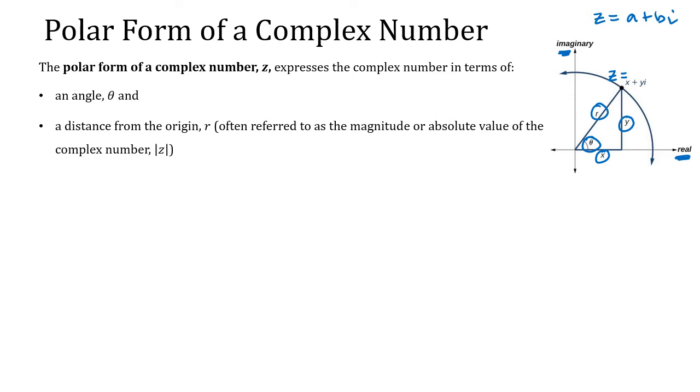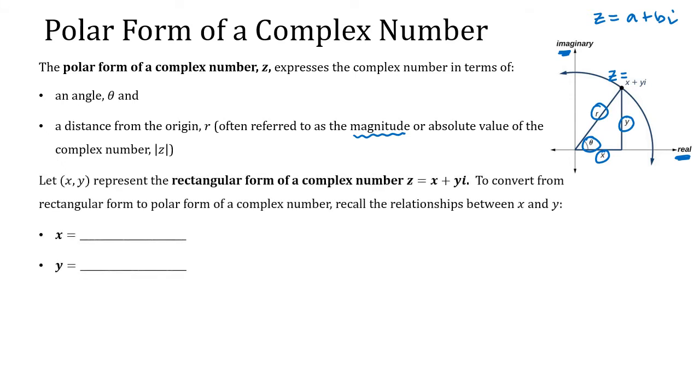The r is the distance from the origin. That's why we can call it the radius. It's often referred to as the magnitude, which is going to be important in some of your later studies, or the absolute value of the complex number, where we can simply use absolute value notation and the complex number. All right, so how are we going to do this?